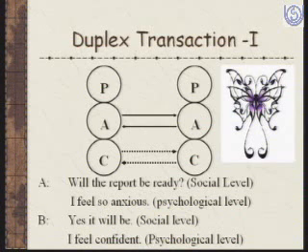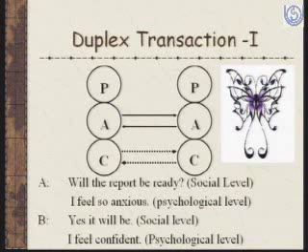That means this transaction has two levels, psychological as well as social level. The social level is shown by the line, the other one by the dotted line. See the conversation there. Will the report be ready? That is at a social level. At the psychological level, what does it mean? I feel so anxious. So B replies, yes, it will be.